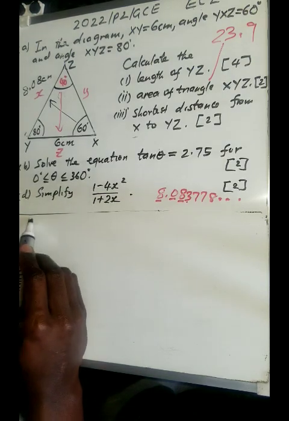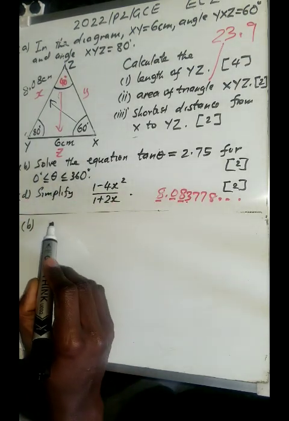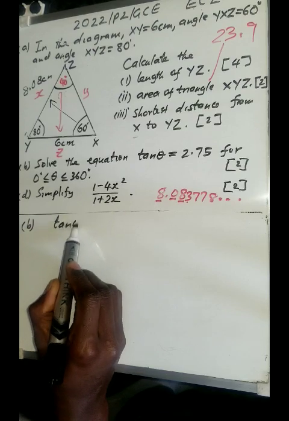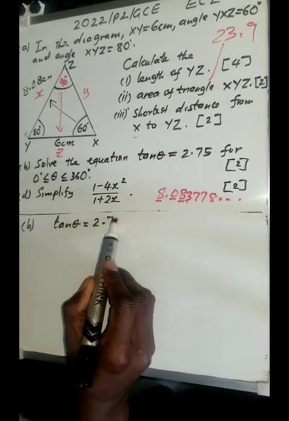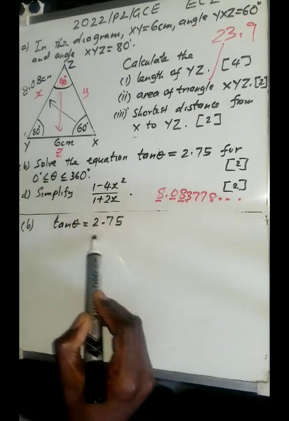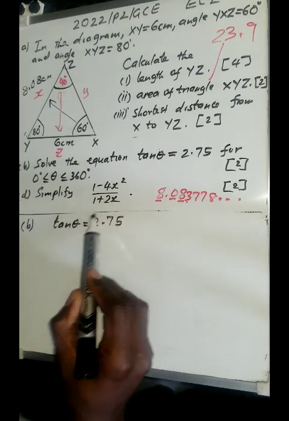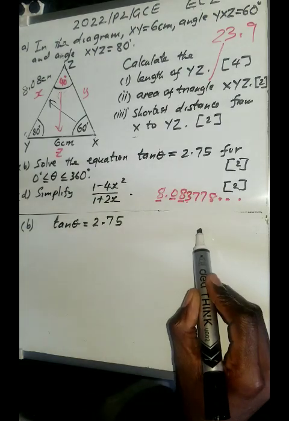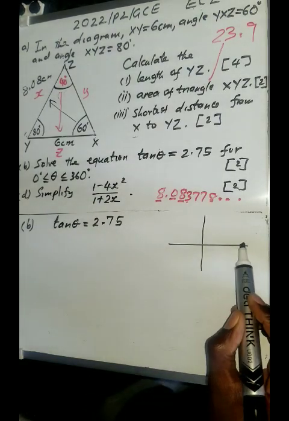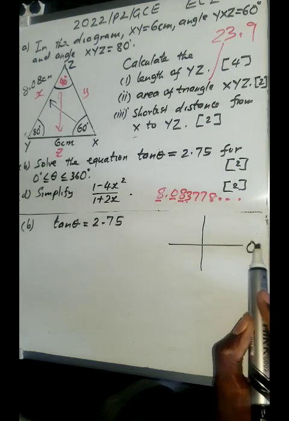So the B part says solve the equation. So they want you to solve the equation tan theta is equal to 2.75. Now the key idea is that when you look at this one, the value that we have there is actually positive. So you go to your quadrants. If you haven't learned about quadrants, please watch my video.